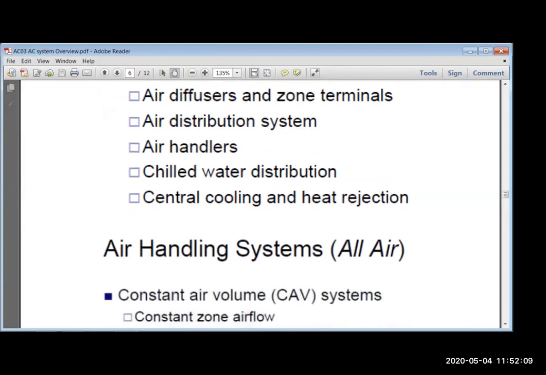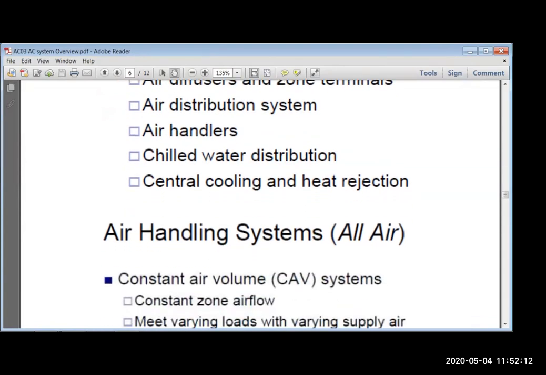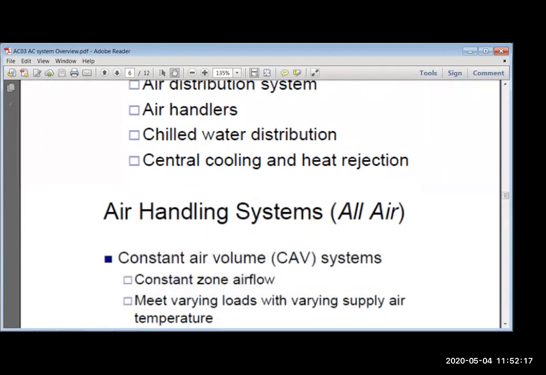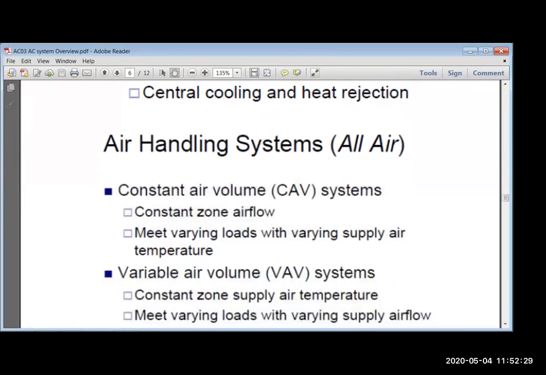Now air handlers: where will they be installed, in the corridor and room, on the rooftop, or outside on the lawn? So this you have to decide. Now central cooling and heat rejection: how to reject the heat, whether the condenser will be air cooled or water cooled. Will you need a cooling tower, or just air cooled with fans?